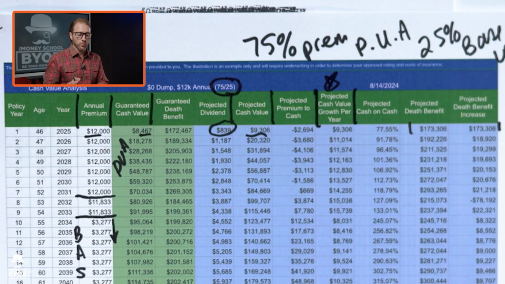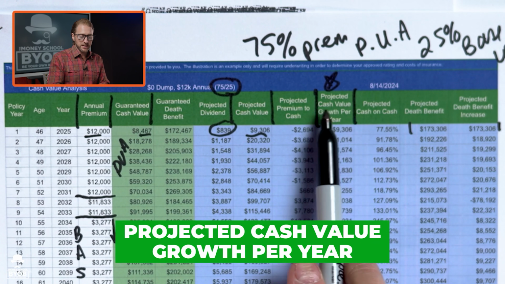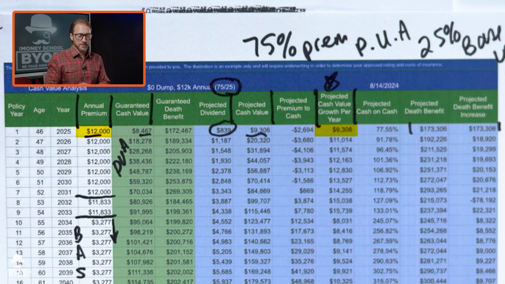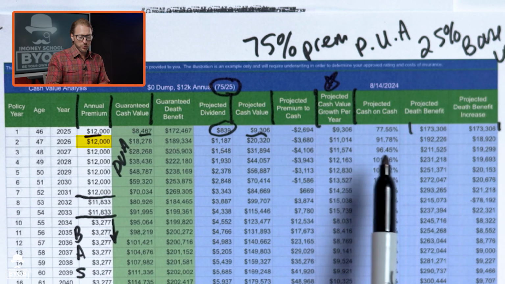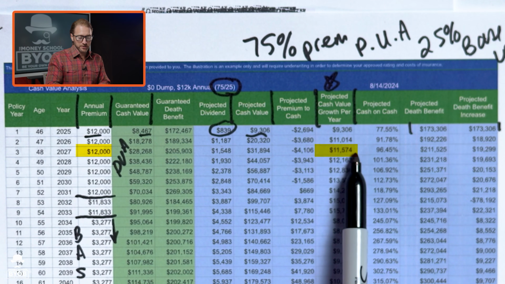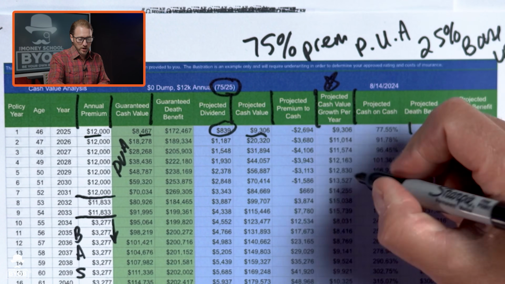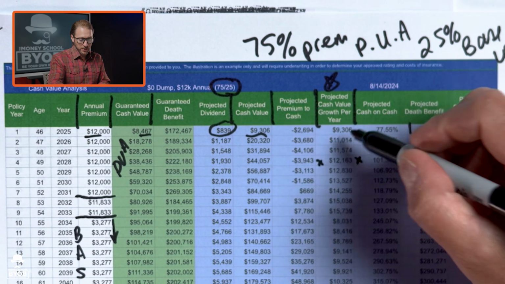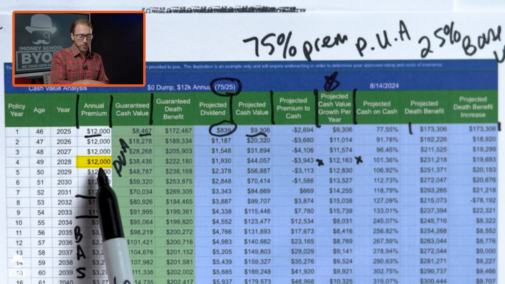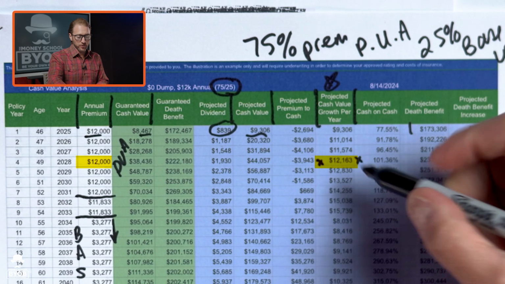Now, the illustration will not show this, but projected cash value growth per year. You put in $12,000, you got $9,306. Next year, you put in $12,000, you got $11,014. Then you put in $12,000, $11,574. And you can see right here, this is an important year. So 4 years after starting is when you hit your efficiency zone. You put in $12,000, you take more than 12 out.